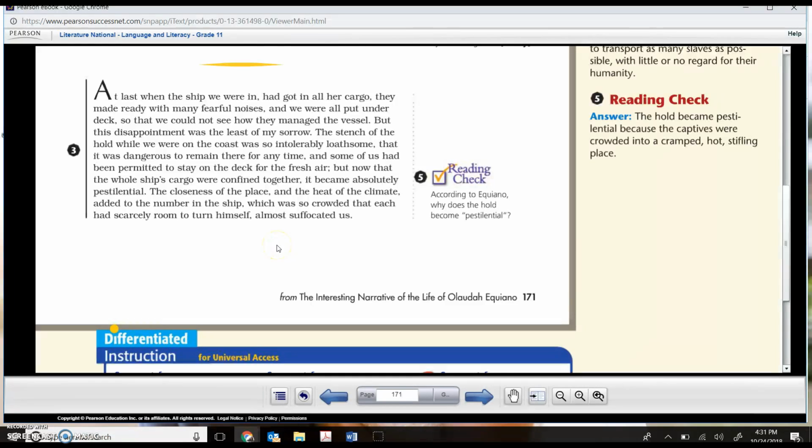So it starts by saying, "At last, when the ship we were in had got in all her cargo," which, if you don't realize, when they're talking about cargo, the thing that they're carrying is people, right? So their cargo are slaves. "They made ready with many fearful noises, and we were all put under deck, so that we could not see how they managed the vessel." Okay, so these fearful noises were all coming from the people, the slaves. So you're going to start reading there, read all the way to the end on page 175.